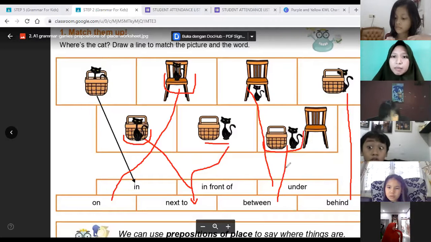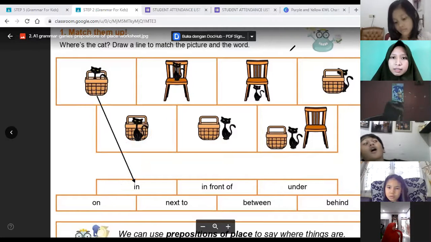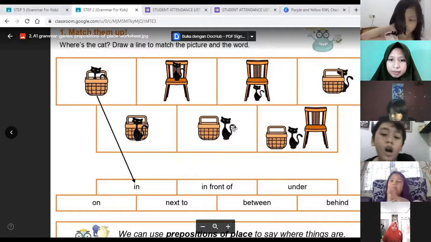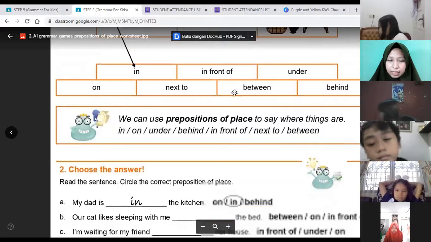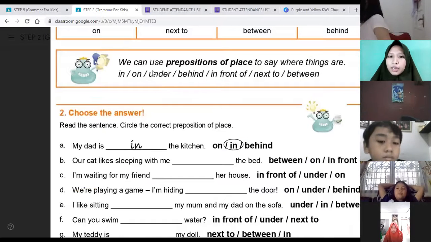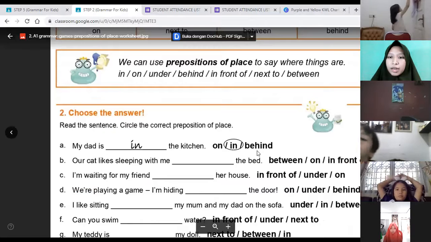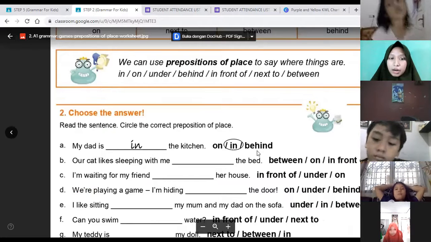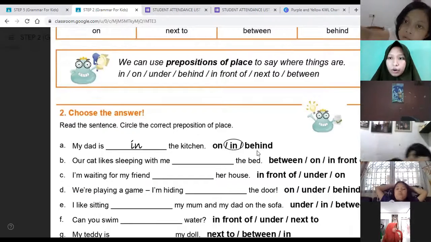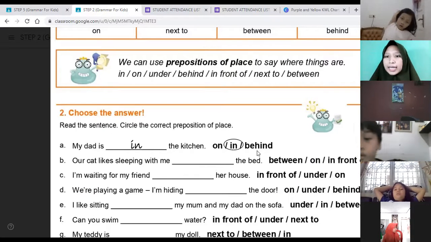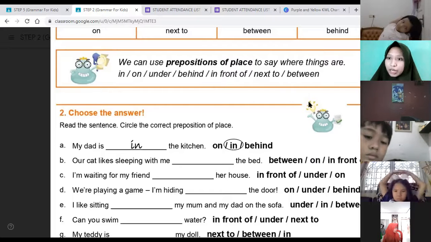The cat is between the chair and the basket. So let's see here, everyone. We can use prepositions of place to say where things are. In, on, under, behind, in front of, next to, or between.